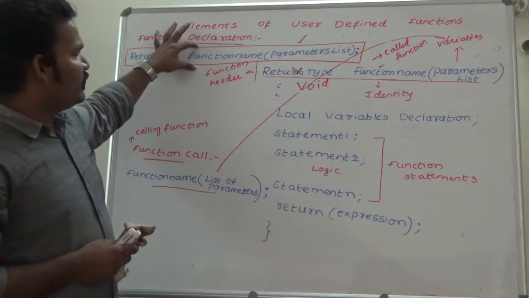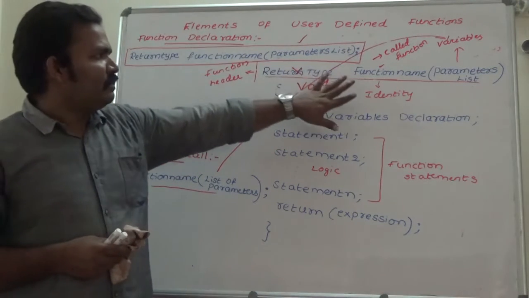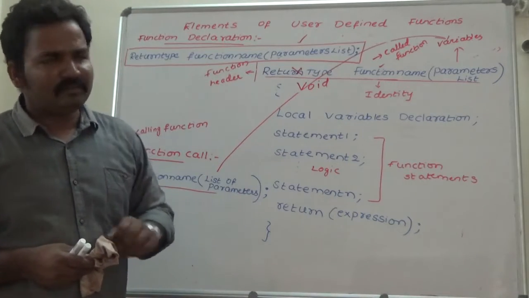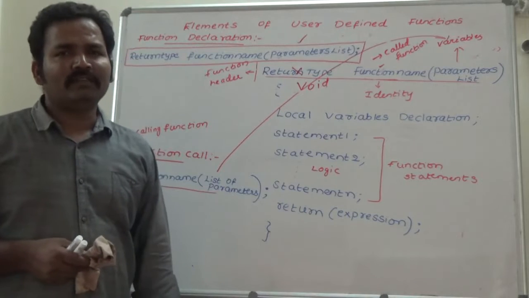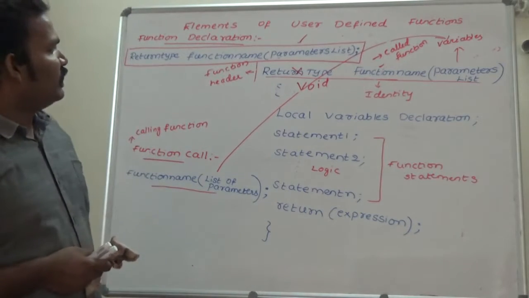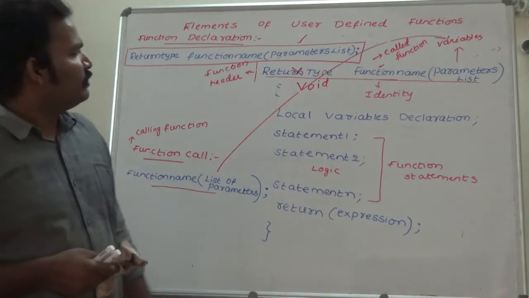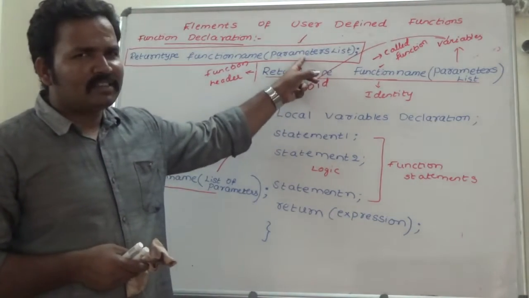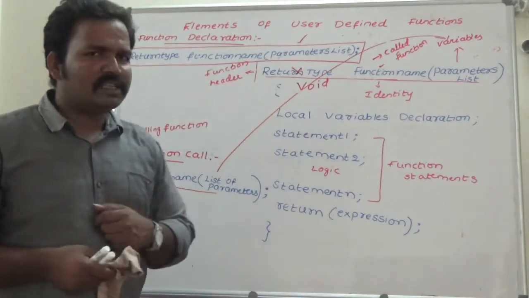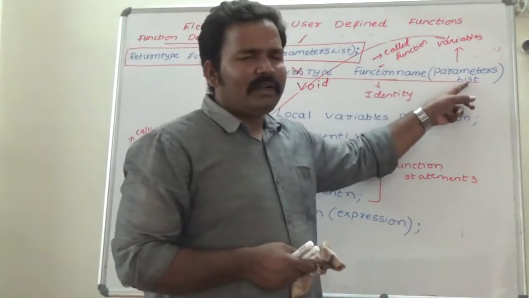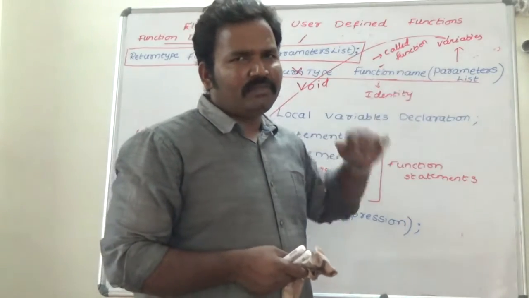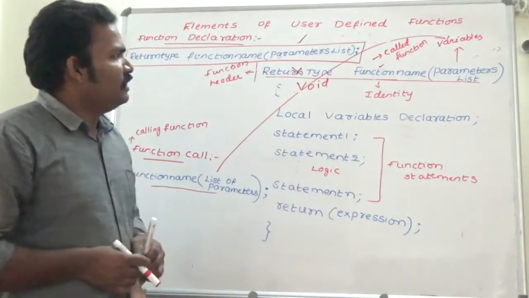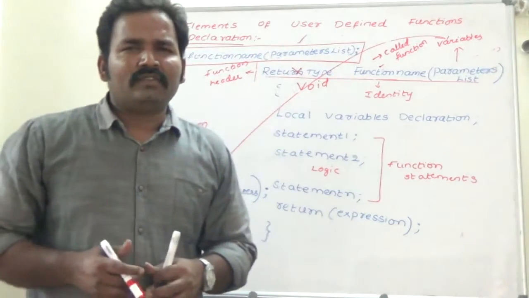Okay. So what is the difference between function declaration and function definition? Function declaration does not contain a body. Function definition contains the body of the function. And one more important pointer: the type of parameters listed in function declaration and the type of parameters listed in function definition should match. So these are the three elements of user defined functions.